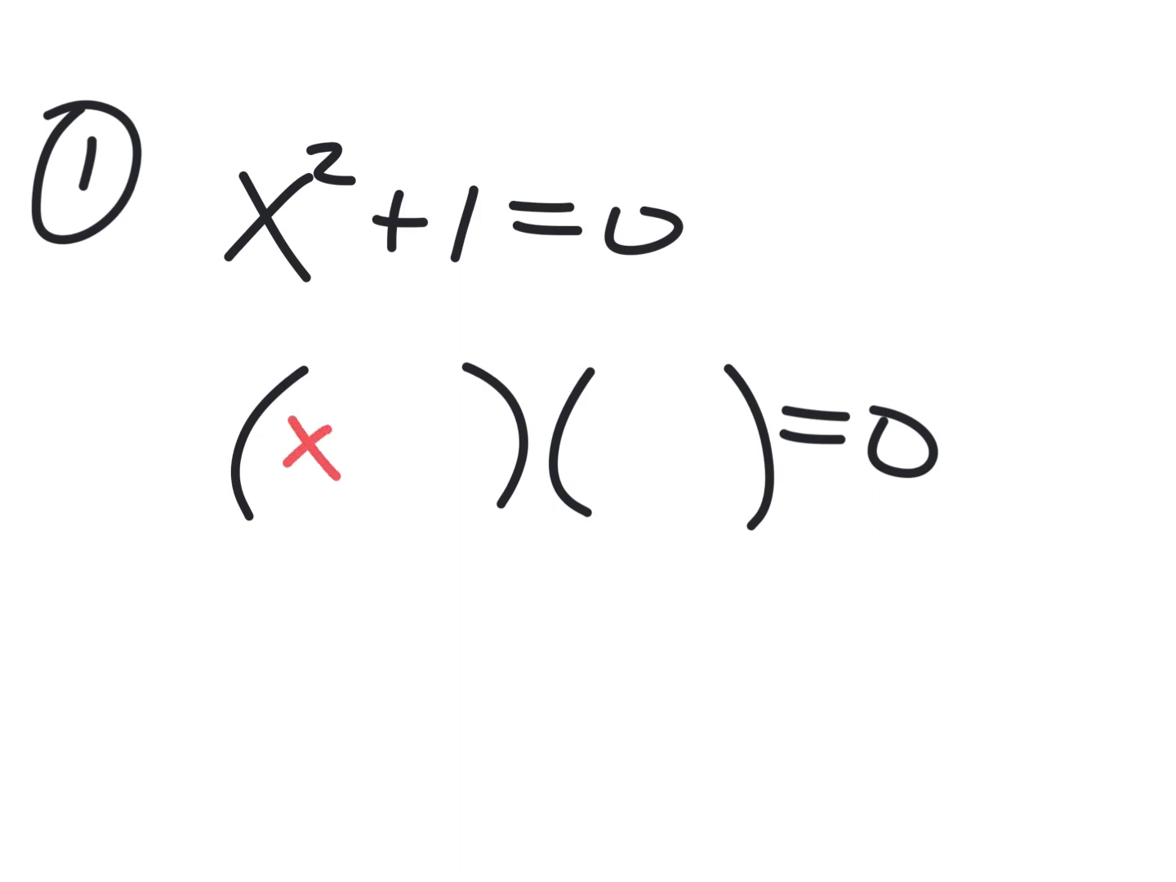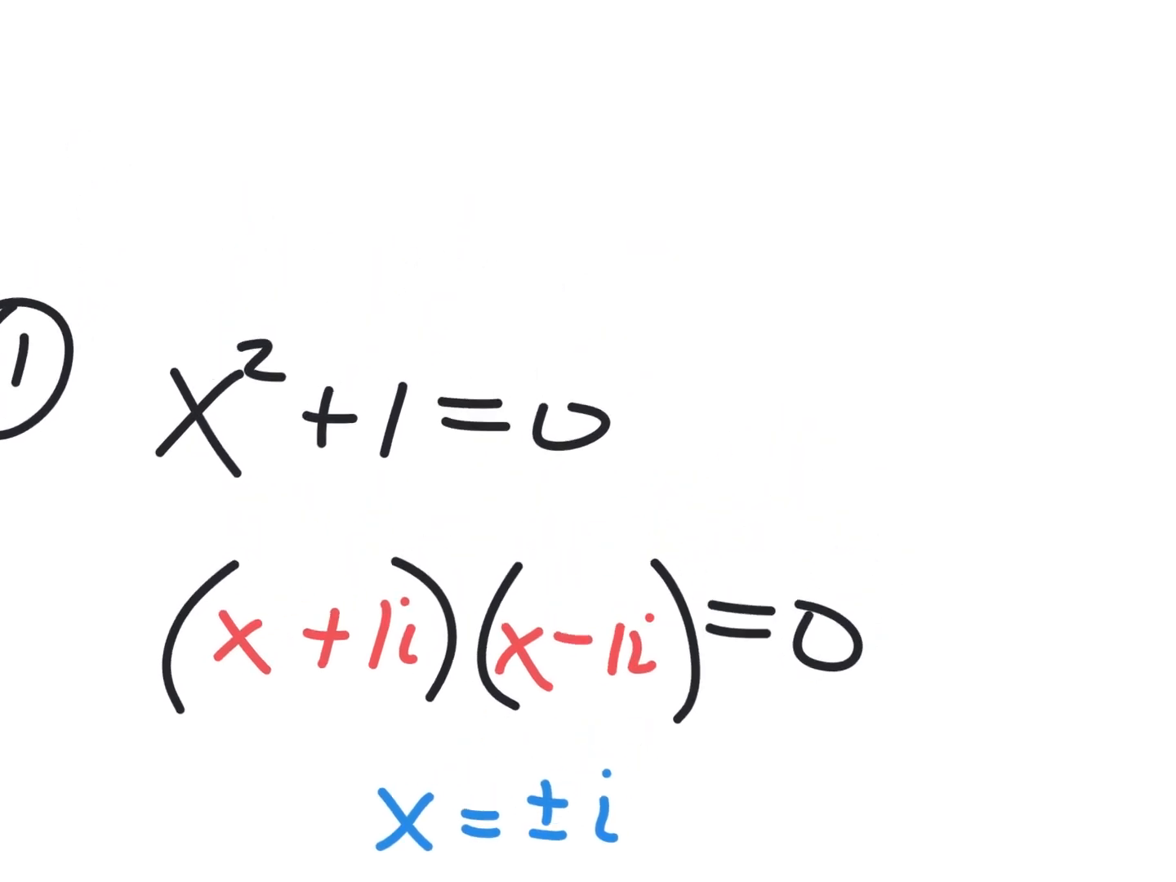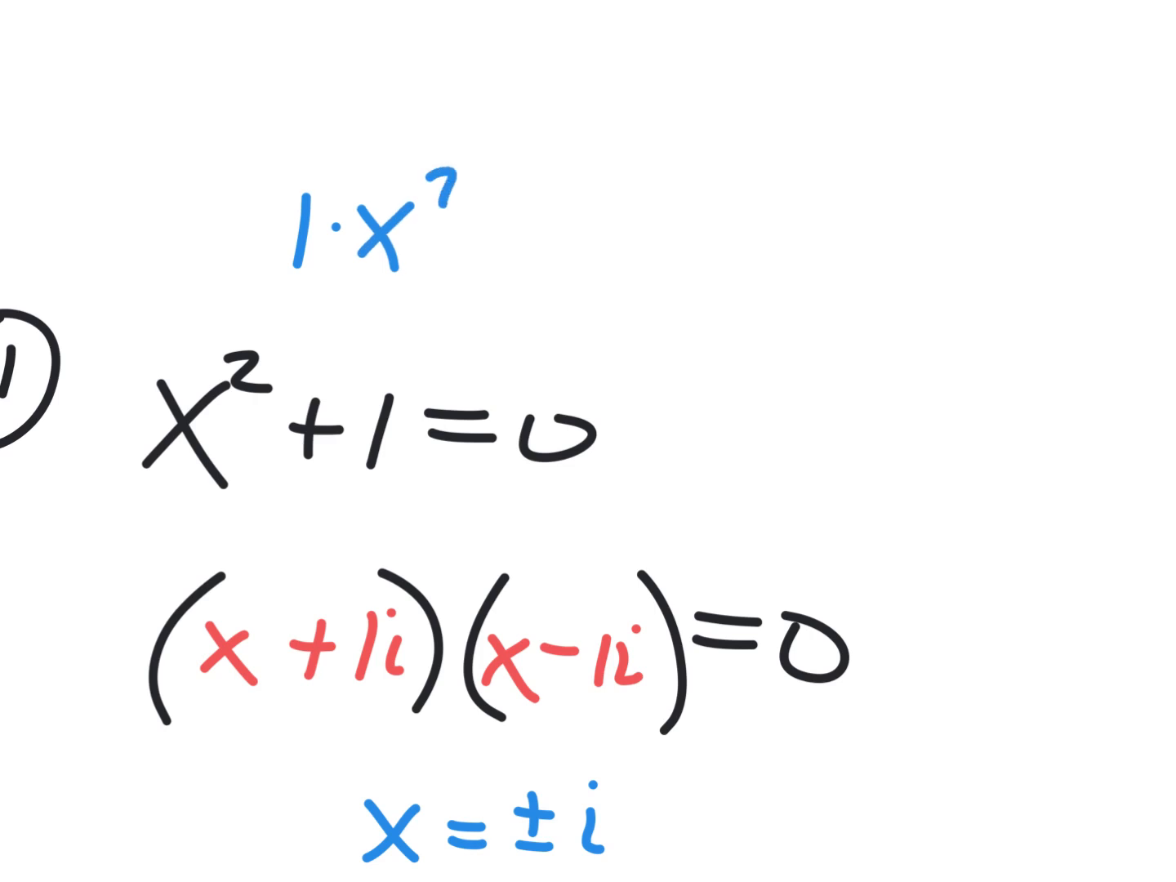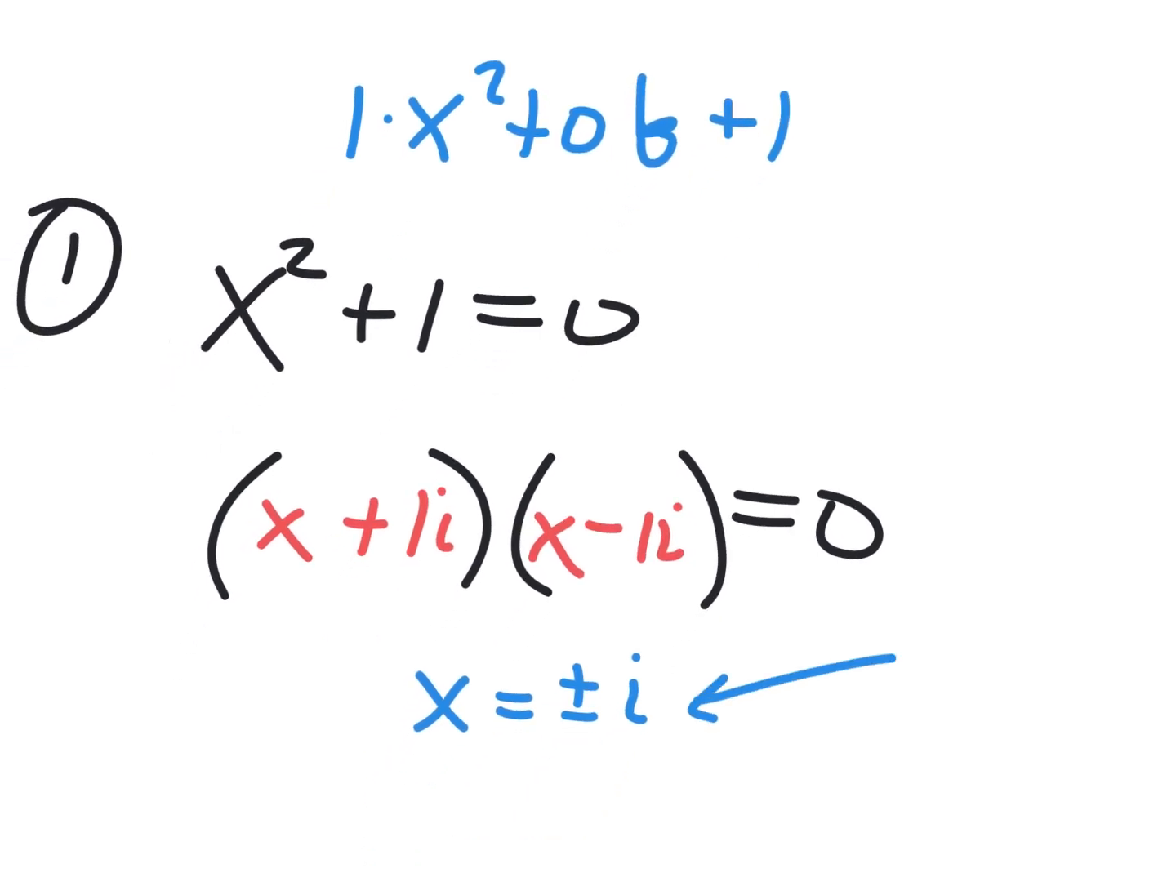x plus i and x minus i. You got it. Final answers then? x equals plus or minus i, and you can just say i. Cleans it up a little bit. There you go. Could you have done it with a quadratic formula? Yeah. Remember, the b would have been 0. You would have had to write it out as 1x squared plus 0b plus 1. And then you could use the quadratic formula.